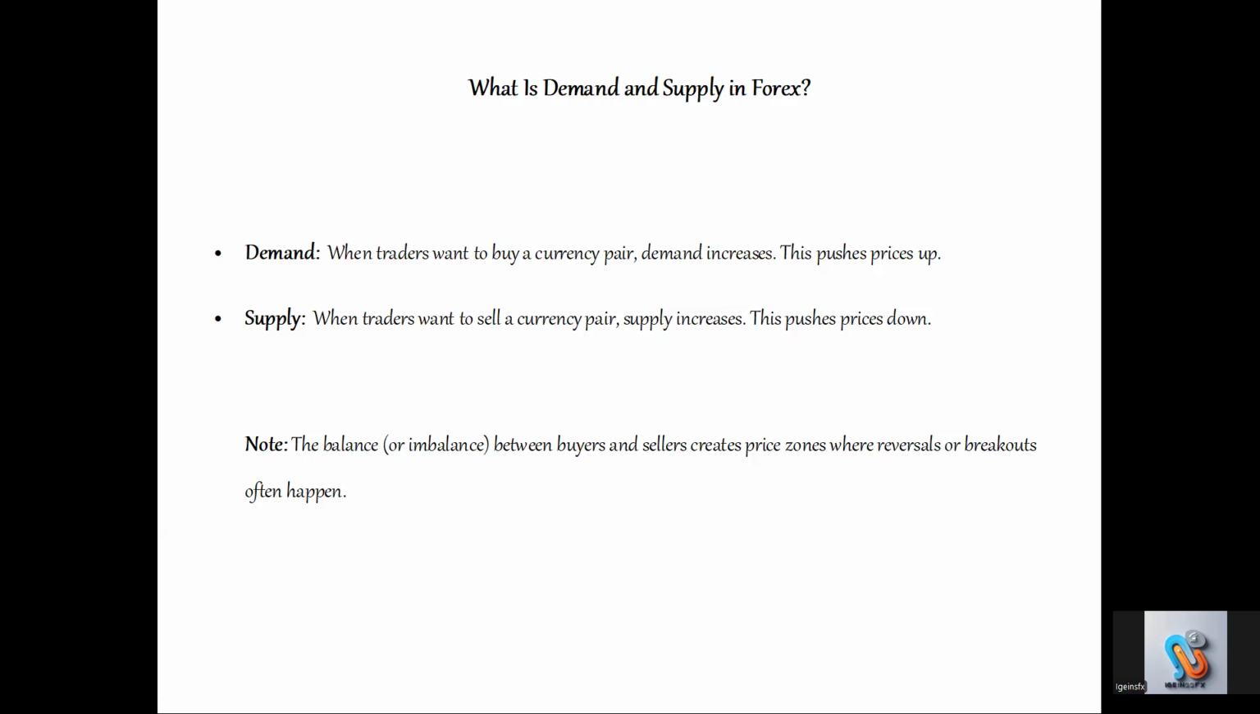So what is supply? Supply is when traders want to sell a currency pair. Supply increases. This pushes price down. You understand? It's a very simple thing. I want you guys to follow it so that you understand it. Note the balance or imbalance.